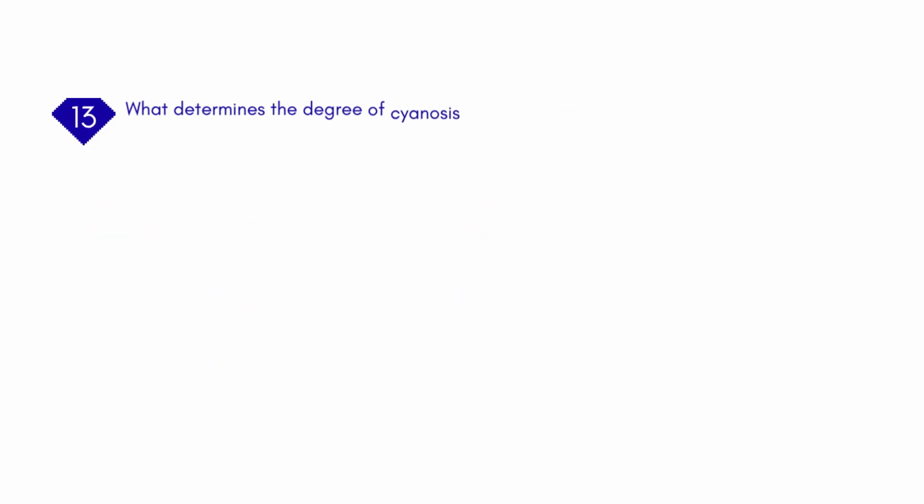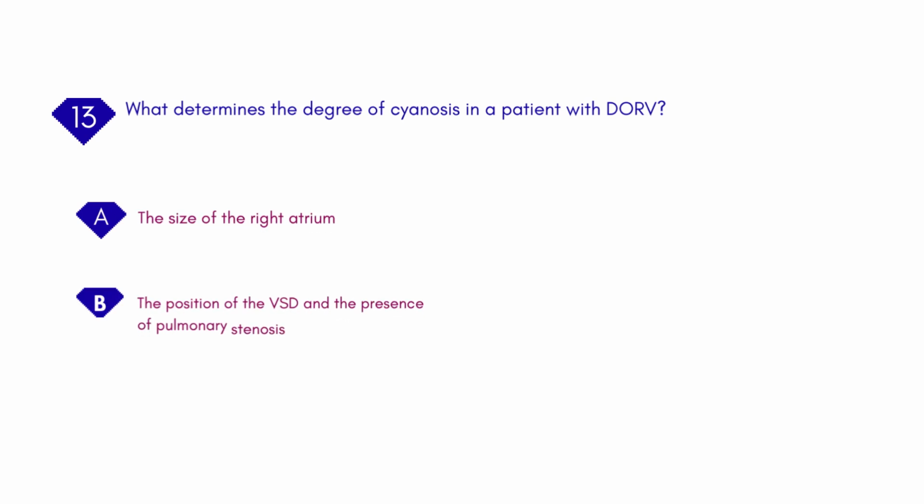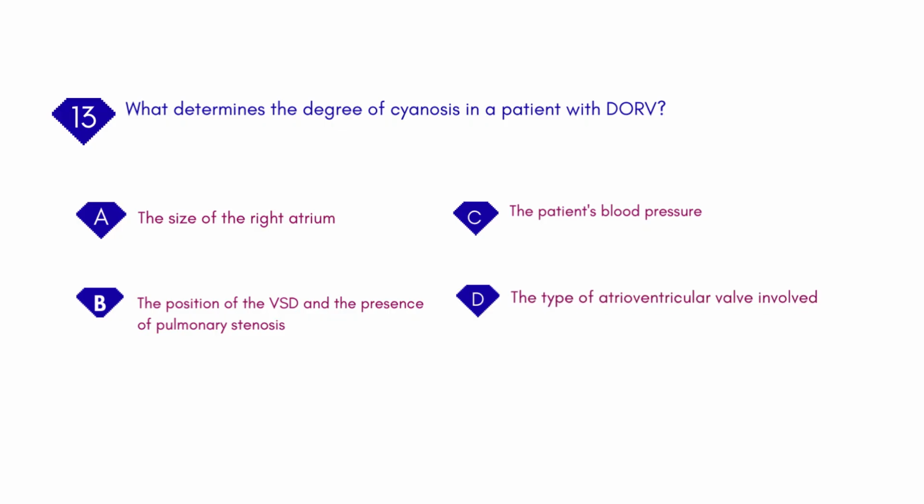What determines the degree of cyanosis in a patient with DORV? A. The size of the right atrium. B. The position of the VSD and the presence of pulmonary stenosis. C. The patient's blood pressure. D. The type of atrioventricular valve involved. Answer: B. The position of the VSD and the presence of pulmonary stenosis.